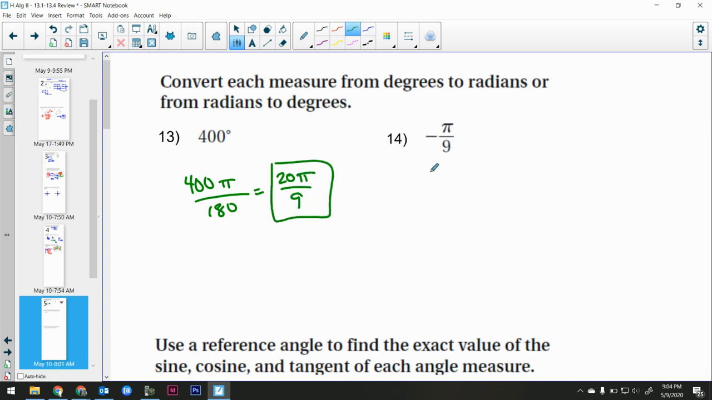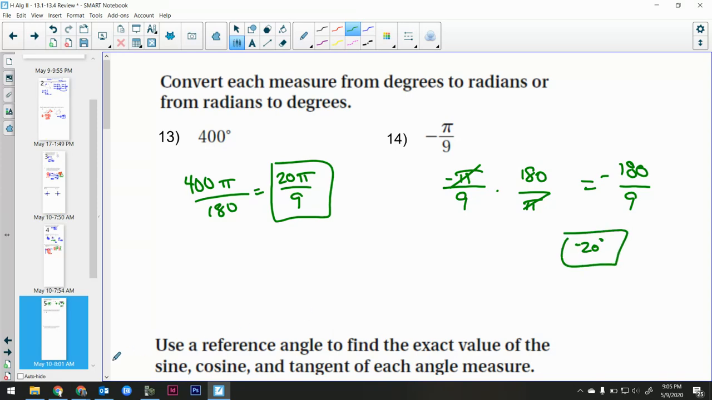There it is. And then we got negative pi over 9. So now that's in radians. I'm going to take the pi out, so multiply by 180 over pi. That will cancel the pi's here, which is basically leaving us negative 180 divided by 9, so negative 20 degrees. Okay.